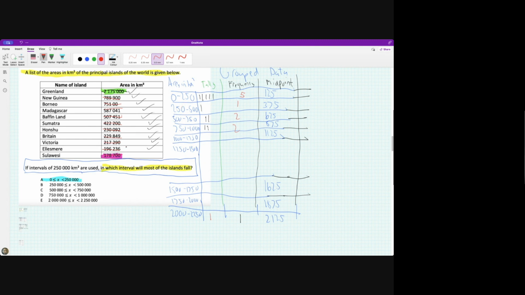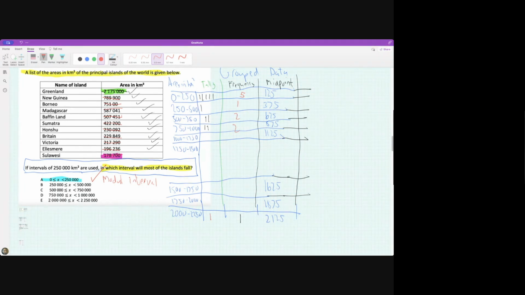Cool. Okay, I agree. The answer is A. So now we call this the modal interval. Why do you think we call it the modal interval? Who has any ideas why we would call this that for grouped data? We don't have a mode, we have a modal interval. Who feels like they would understand that?